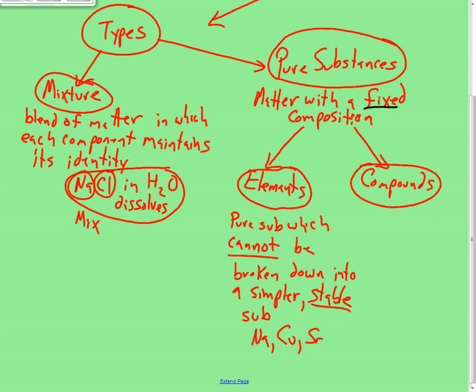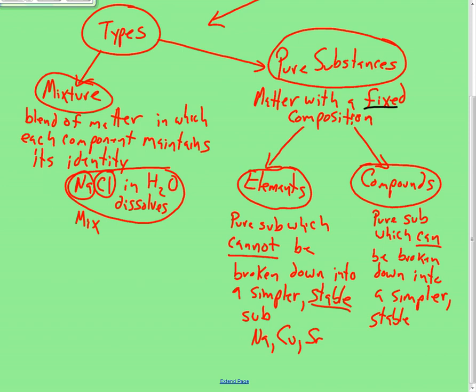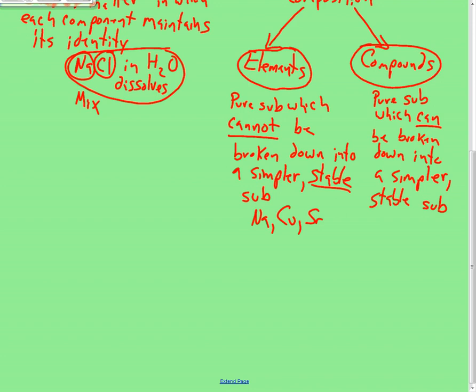How is an element different from a compound? Well, a compound, first, is a pure substance which can be broken down into a simpler, stable substance. Good. Let's extend the page a little more. Simpler, stable substance. Not only that, when we think about a compound, really a compound is a case in which elements are bonded together chemically.